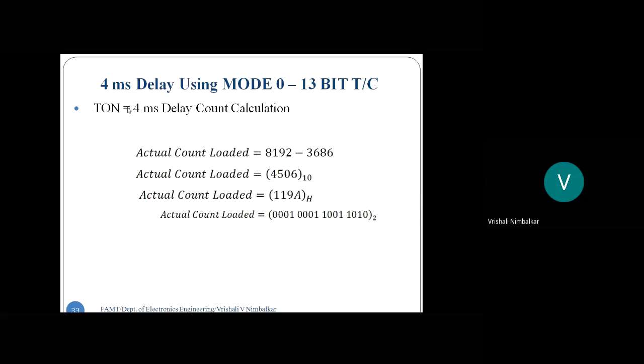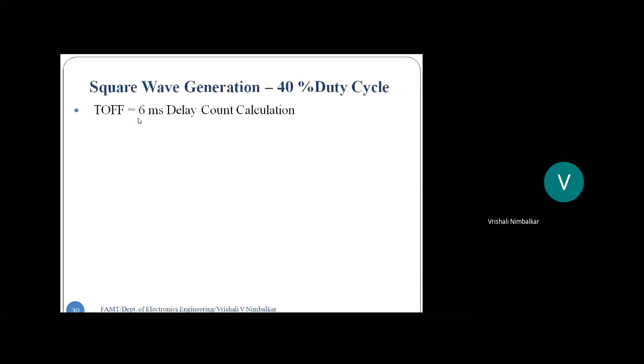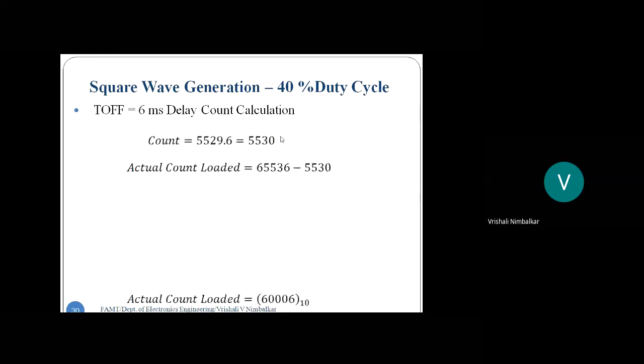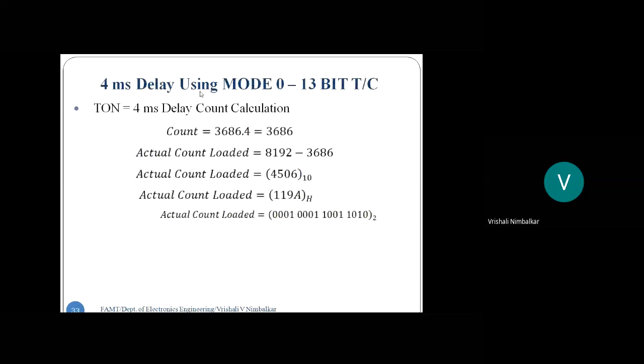So let me see that 4 millisecond delay, whatever delay calculations we have got. What was that 4 millisecond count? See, students, when we did that 4 millisecond, just let me go back. So 4 millisecond, what was that count? 3686. Okay, this is the count that we had got for 4 milliseconds. So let me come back here. The 4 millisecond delay count calculation, what was it that we had got? 3686. Now this calculated count should be subtracted from the maximum count.